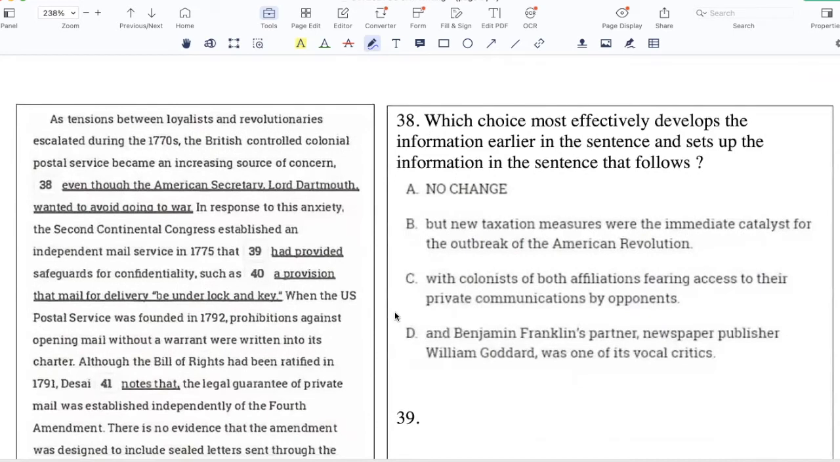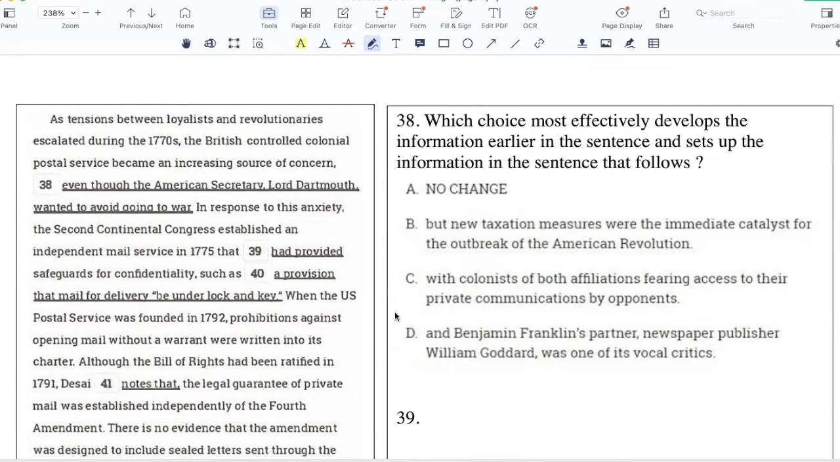As tensions between loyalists and revolutionaries escalated during the 1770s, the British-controlled colonial postal service became an increasing source of concern. Even though the American Secretary, Lord Dartmouth, wanted to avoid going to war. In response to this anxiety, the Second Continental Congress established an independent mail service in 1775 that had provided safeguards for confidentiality, such as a provision that mail for delivery be under lock and key.